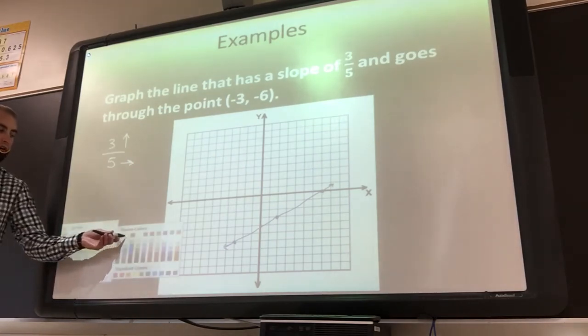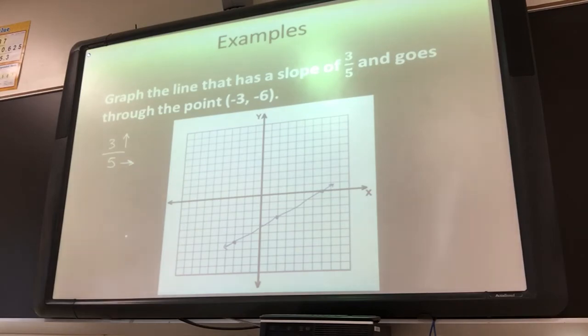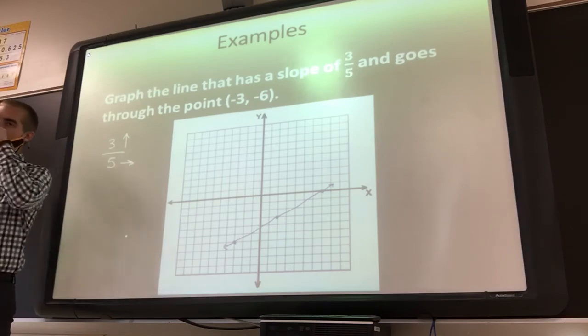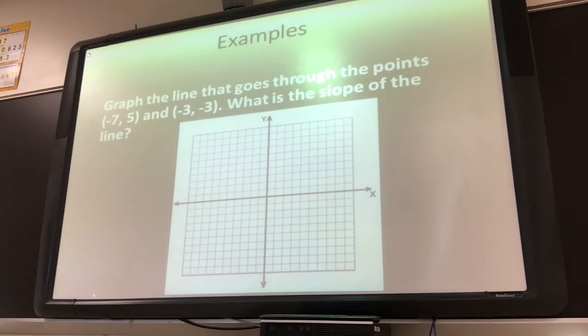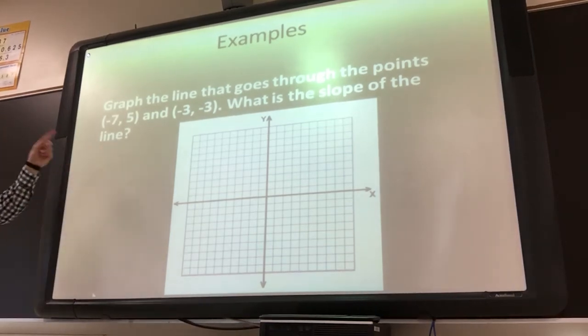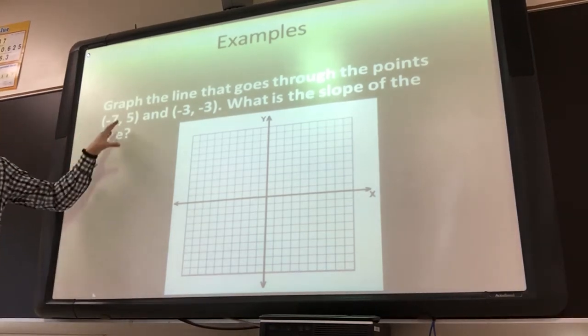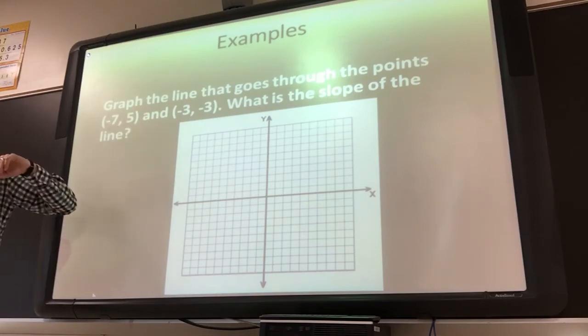Okay, so any questions so far on plotting the point and counting the slope? There's another type of question that we're going to have to do with this, and that is if they give us 2 points and we've got to find the slope. So let's find the slope first, because I want to show you how we can do that, and then we can maybe use it and make sure we get these 2 points correct.